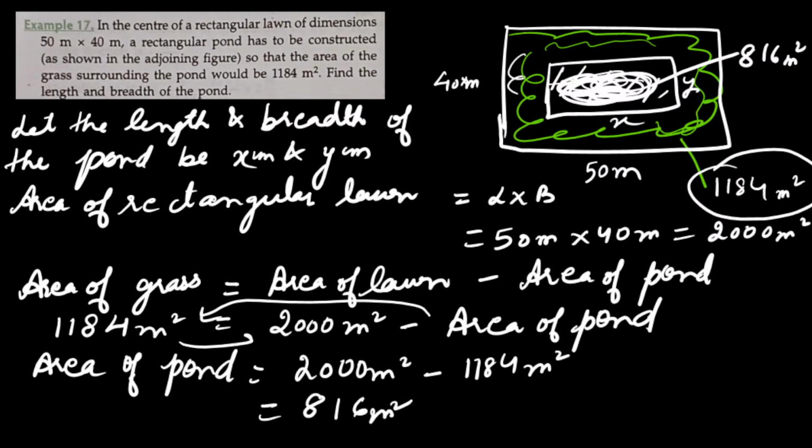816 is the area of the pond, but we don't have to find the area of the pond. We have to find the dimensions, so x and y we have to find. So how to find x and y? X into y is correct. Area of the pond is x into y.